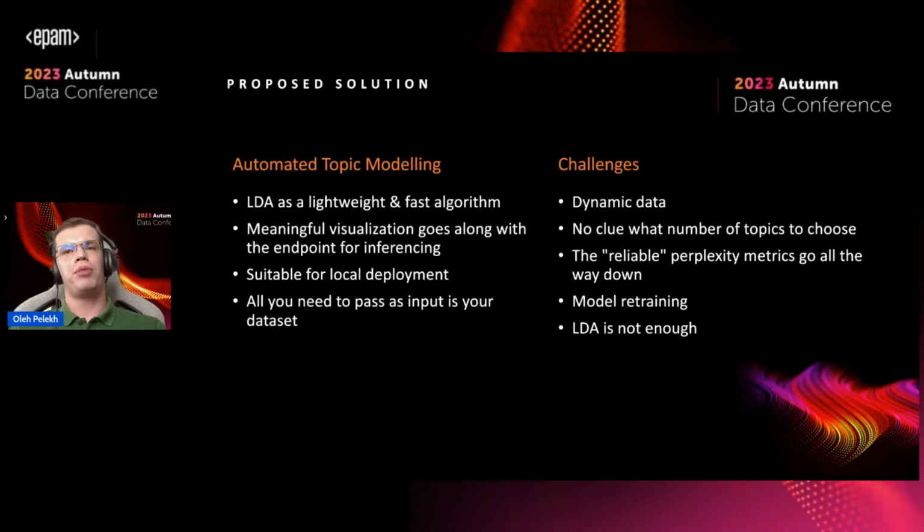In a rapidly changing environment, the model needs to adapt. This dynamic nature can pose complexities in maintaining accurate results. Another one is the perplexity metric. Often it's considered a reliable measure, but it can be tricky.